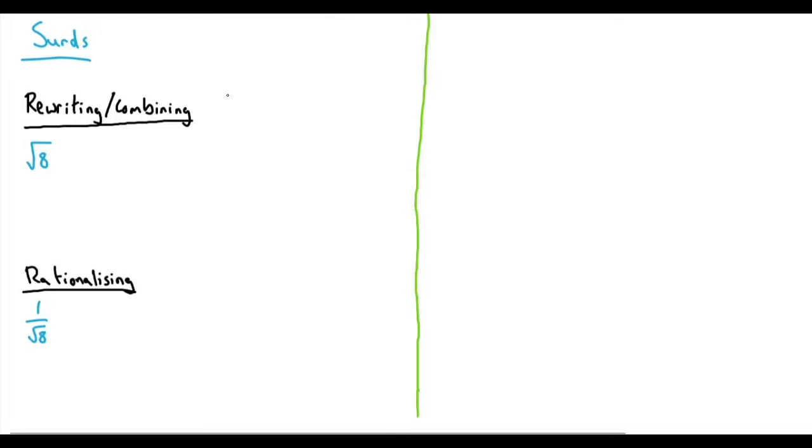Surds in maths are where we end up, through our equations, with a square root of a number that doesn't have a good square root. It won't give us a whole number. For instance here, the square root of 8. We can say that it's going to be somewhere between 2 and 3, because 2 squared is 4 and 3 squared is 9, 8 being between those, but we don't know what the decimal is going to be.